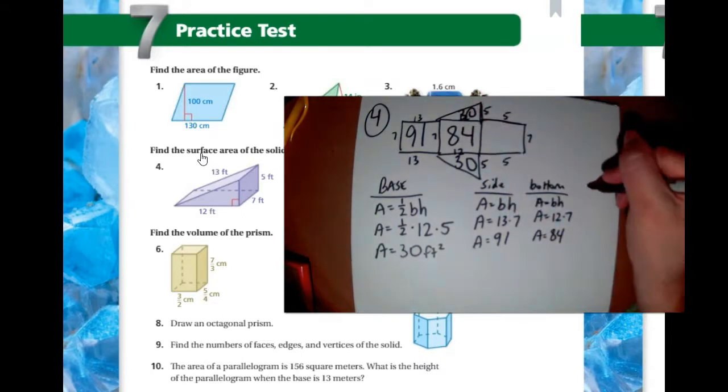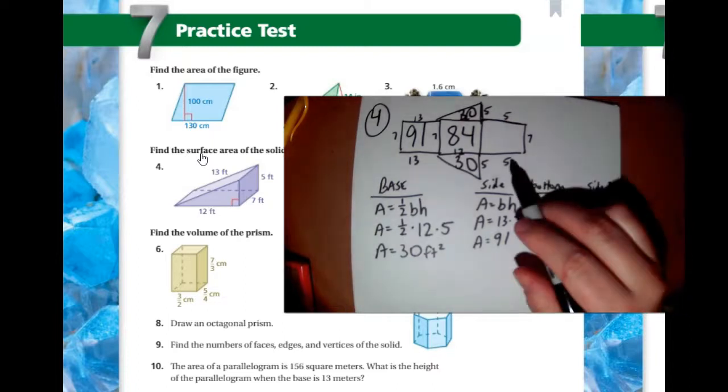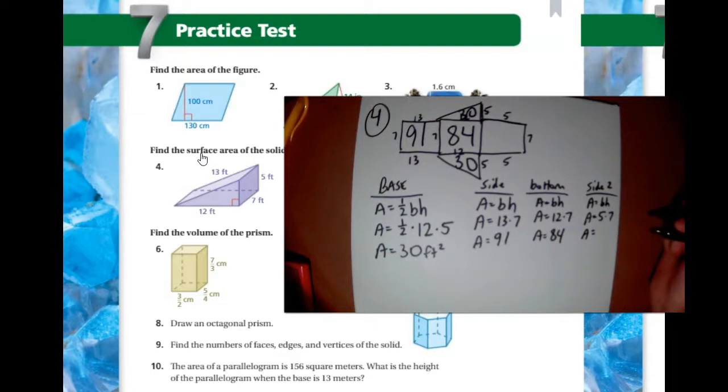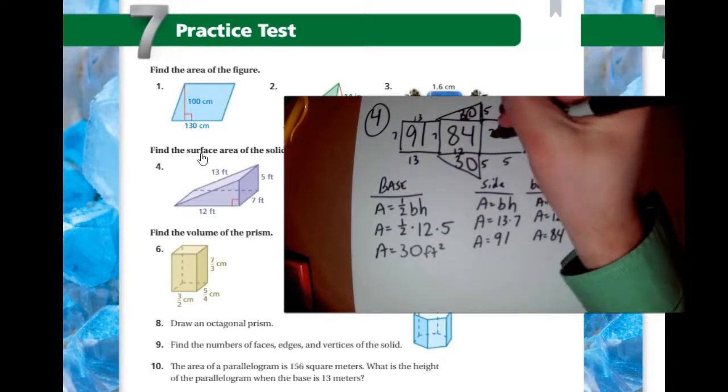And then I have my other side. I'll call it side 2. Why not? And it is 5 by 7. So area equals base times height. Plug in those bases and heights. 5 times 7, pardon me, is 35. And now we have 35 here.